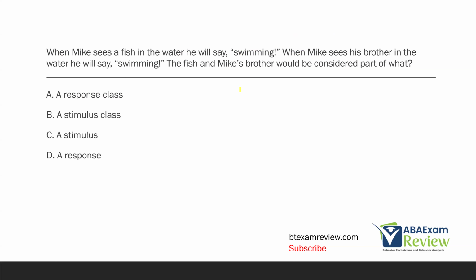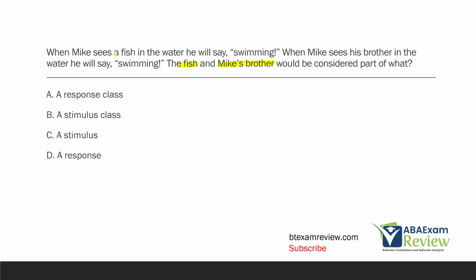When Mike sees a fish in the water, he will say swimming. When Mike sees his brother in the water, he will say swimming. The fish and Mike's brother would be considered part of what? Pretty straightforward question here. We're looking at the fish and we're looking at Mike's brother. And what do we know about the fish and Mike's brother?